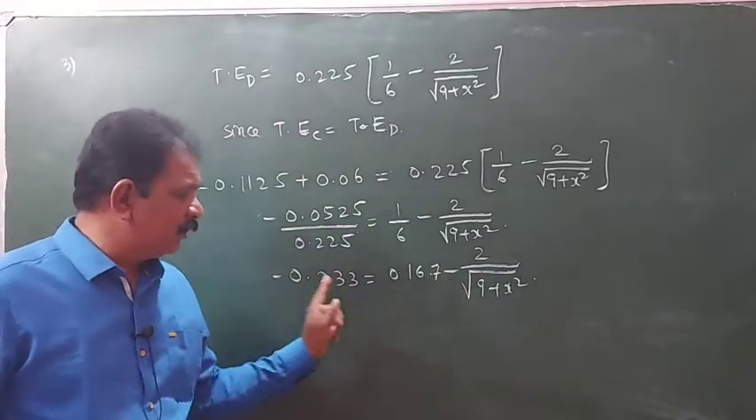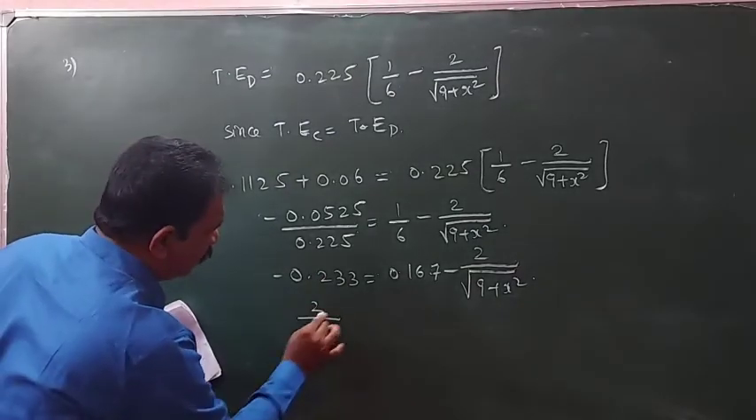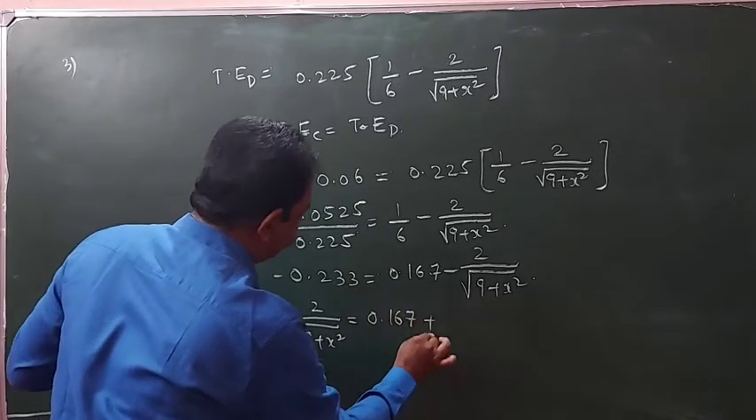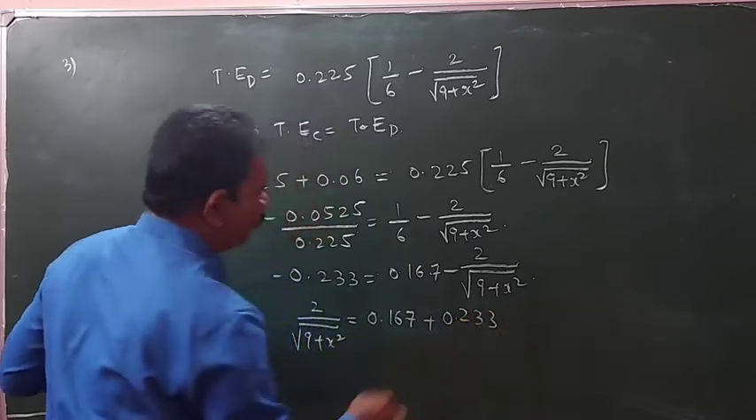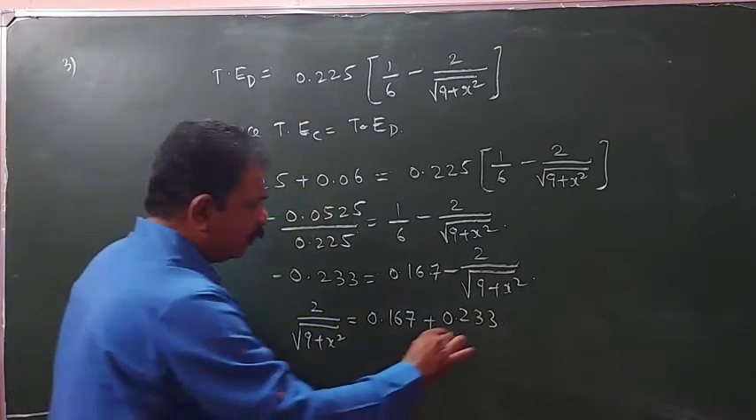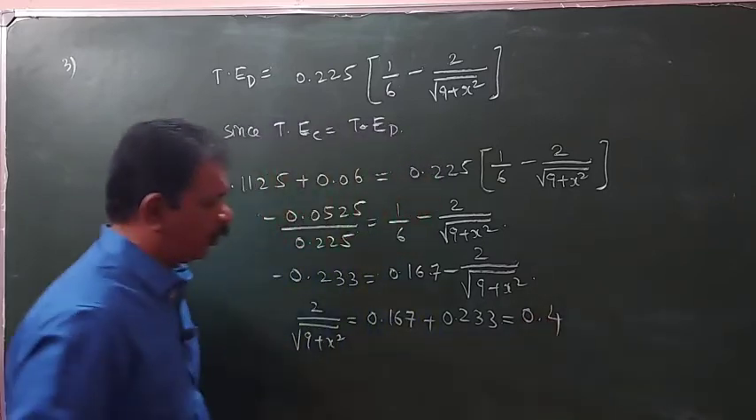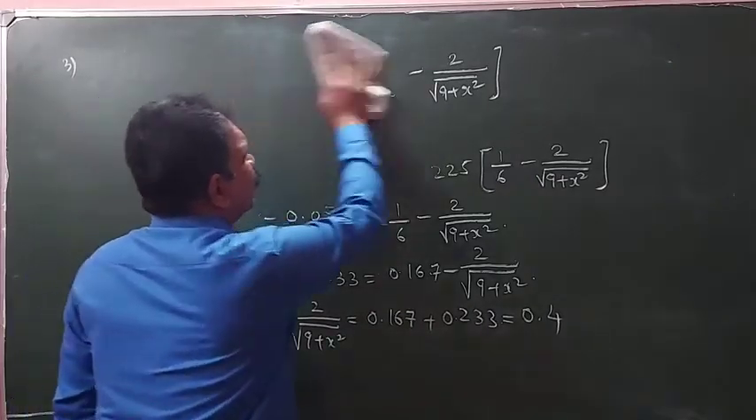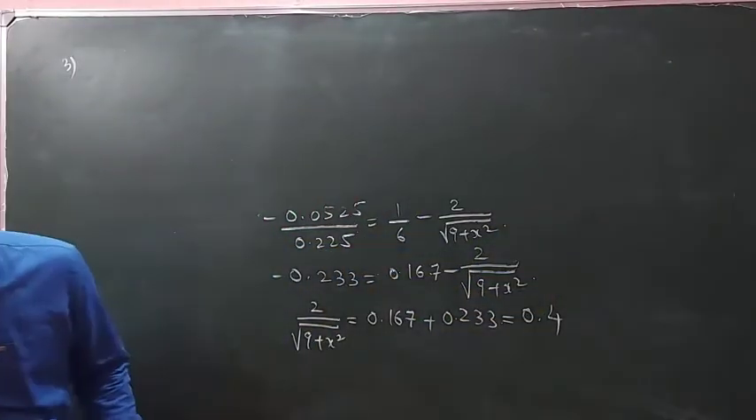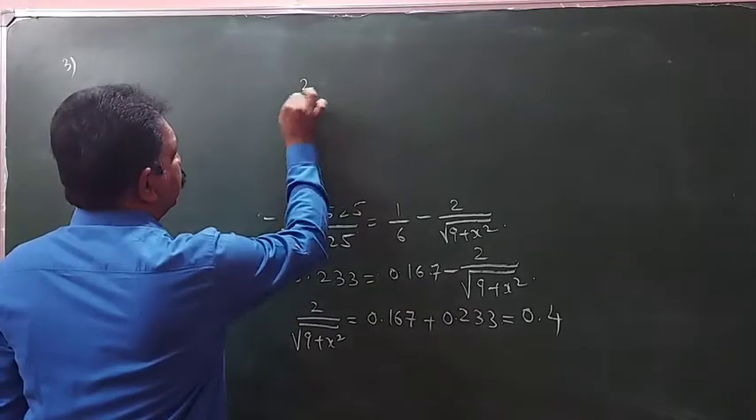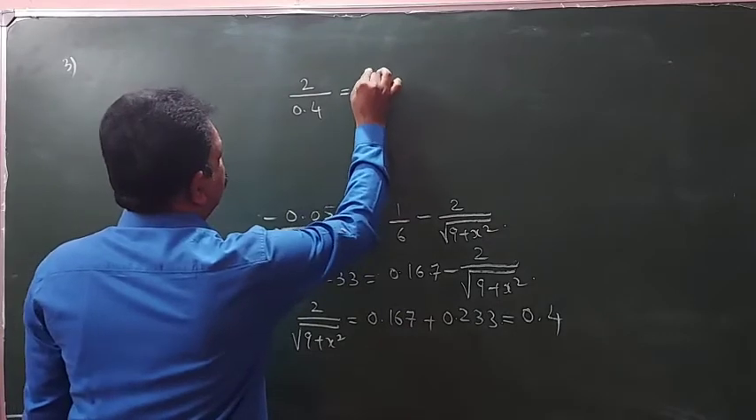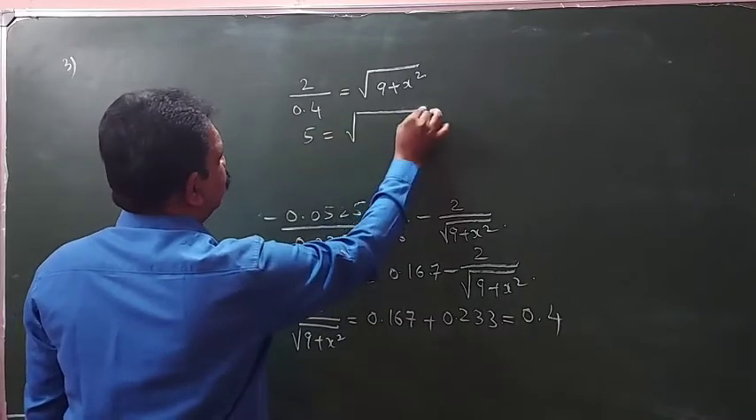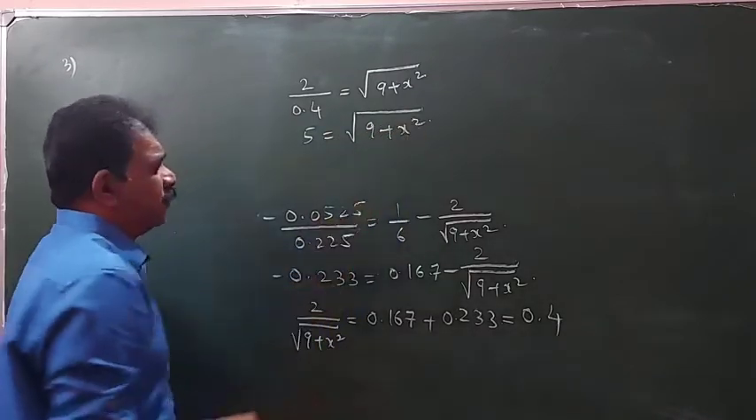Bring this one to this side, this one to this side. 2 by root of 9 plus x square, 0.167, 0.233. So this value 0.4. Okay. Then what we will get, see, 2 by 0.4 is equal to 9 plus x square. 5 is equal to root of 9 plus x square.